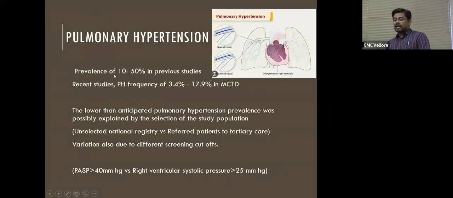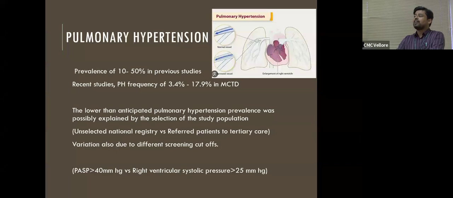So pulmonary hypertension, actually initially it was thought that 10 to 50% of patients with mixed connective tissue disease had pulmonary hypertension. However, it has varied a lot. Recent studies are from 3.5% to almost 18%. Why is there so much difference? This may be because of how you are defining pulmonary hypertension.